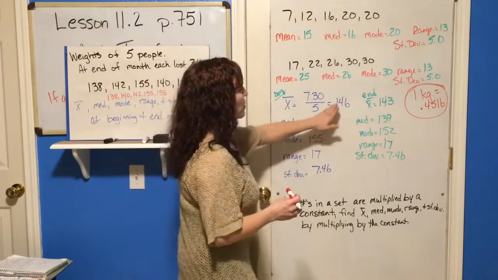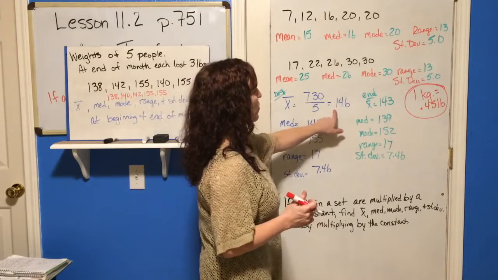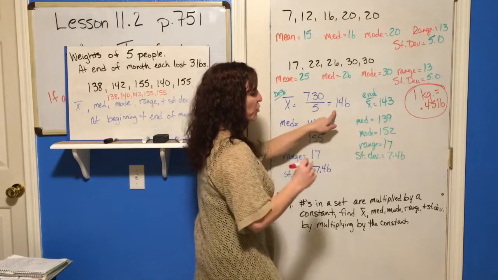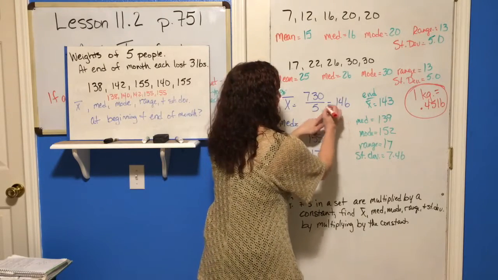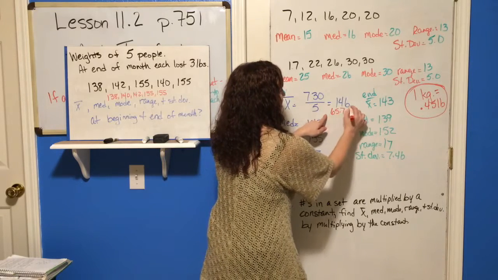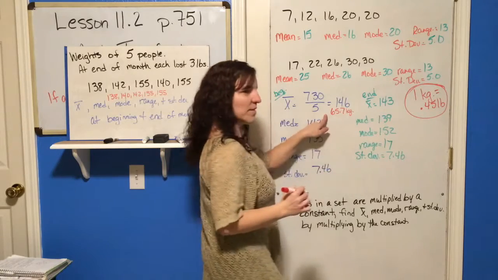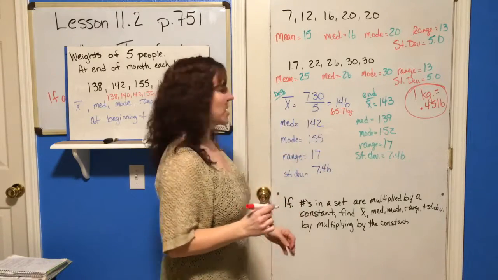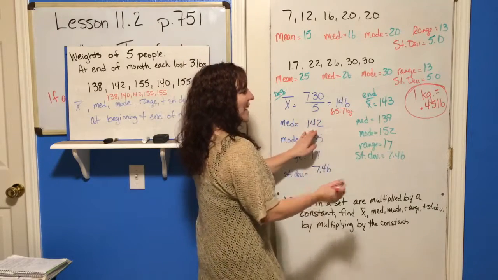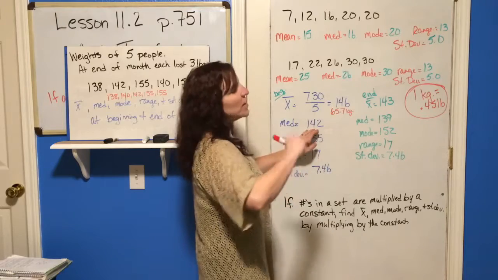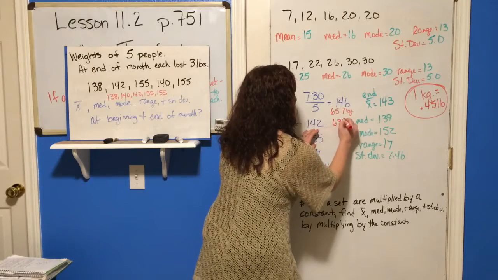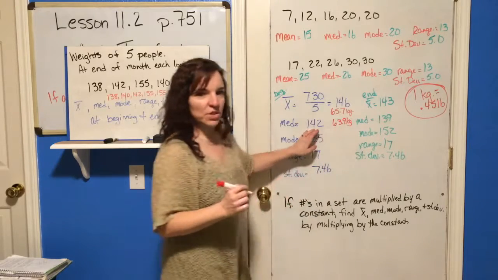So these are in pounds. To change them to kilograms, you're simply going to take 146 times 0.45. And when you do that, you're going to say that the mean in kilograms is 65.7. And this is at the beginning. We're just going to figure them for the beginning of the month. So the median of the 142 pounds in kilograms, you would just take 142 times 0.45, and you should end up with 63.9 kilograms. You see what I'm doing?